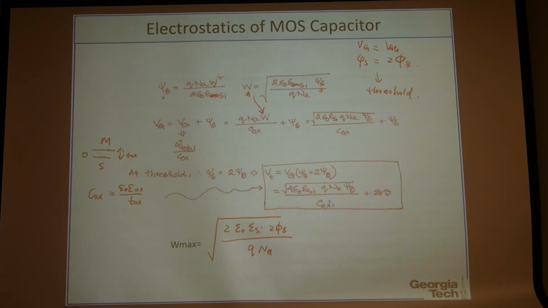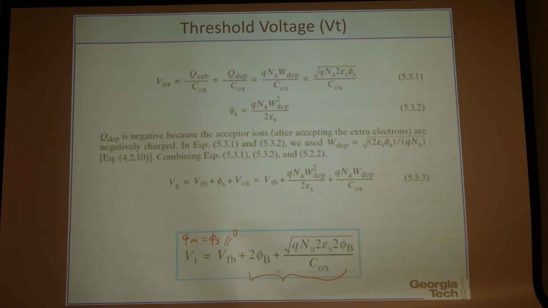And here, I don't require the derivation, but we need to understand the dependency of the threshold voltage as a function of those parameters. For example, here what matters is NA, right? So the doping density, let's say the higher the doping density, is the threshold voltage larger or smaller? From the equation, you can see that higher doping, larger threshold voltage.